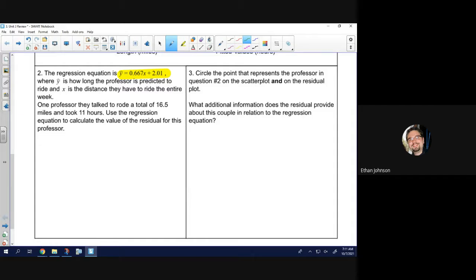So we're going to need to find a residual, meaning we're going to need to do y minus y hat. Where y is what actually happened, y hat is what's predicted. We know what happened. We need to find our residual then. So we're going to plug in the 16.5 for our x. So we can write y hat equals 0.667 times 16.5 plus 2.01.